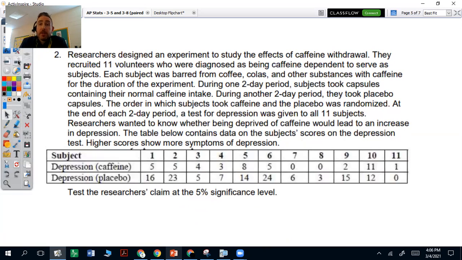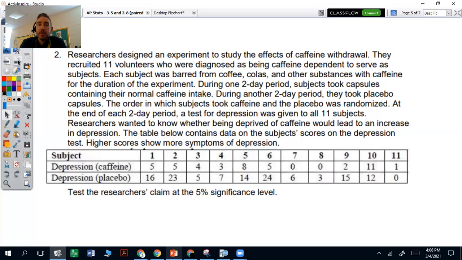Researchers designed an experiment to study the effects of caffeine withdrawal. They recruited 11 volunteers who were diagnosed as being caffeine dependent to serve as subjects. Each subject was barred from coffee, colas, and other substances with caffeine for the duration of the experiment. During one 2-day period, subjects took capsules containing their normal caffeine intake. During another 2-day period, they took placebo capsules. The order in which subjects took caffeine and the placebo was randomized. At the end of the 2-day period, a test for depression was given to all 11 subjects.